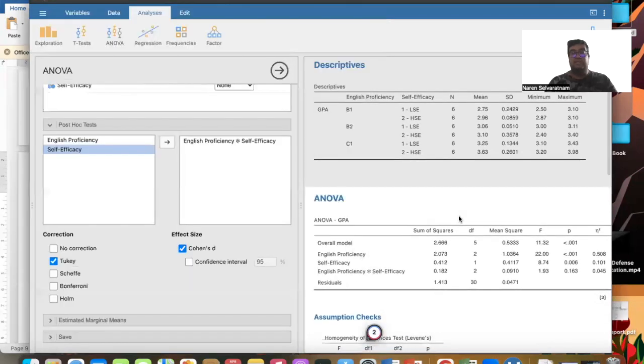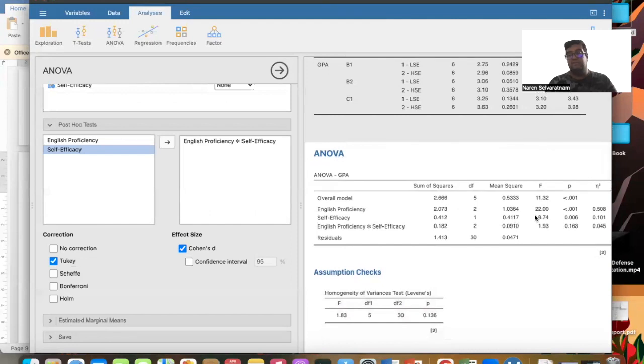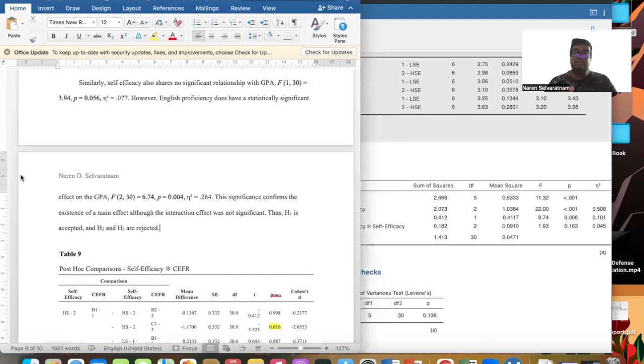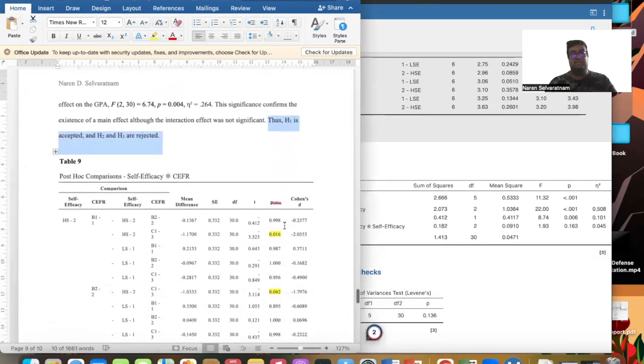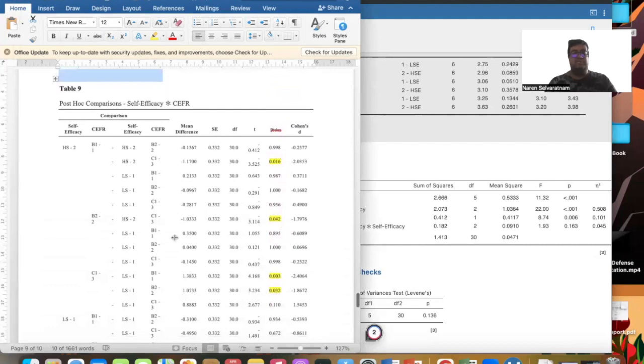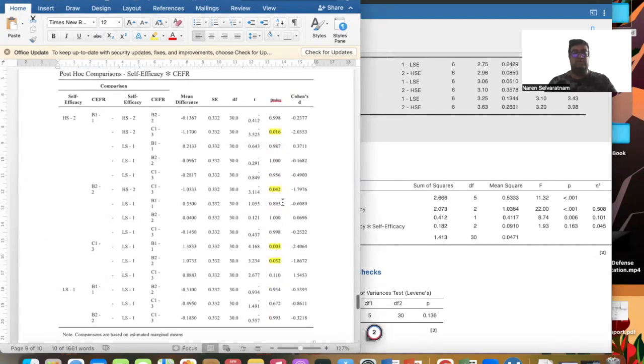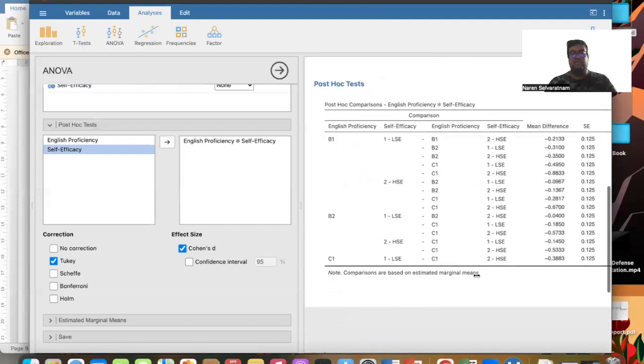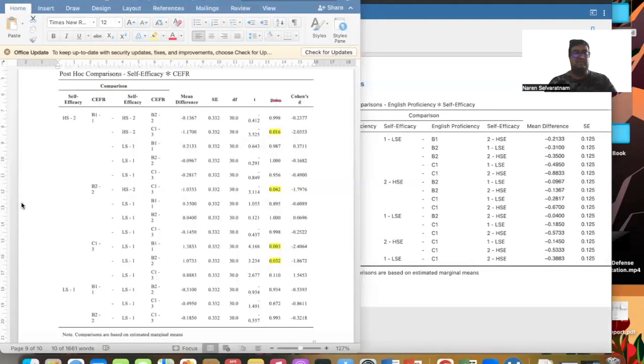Now, in the Jamovi analysis we ran, our findings were slightly different. Here, English proficiency and self-efficacy, both of these are statistically significant. But in the previous study that I ran with a slightly different data set, it was not significant. So here I have mentioned H1 is accepted, H2 and H3 were rejected. And here we did the post-hoc comparison as well. This post-hoc comparison is slightly different to what we did here. But then again, the basic comparison style would be the same.